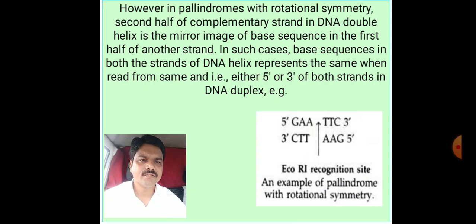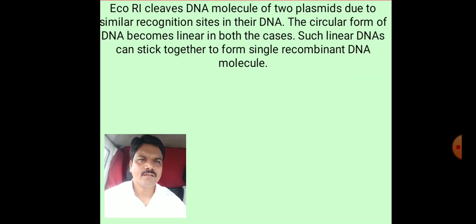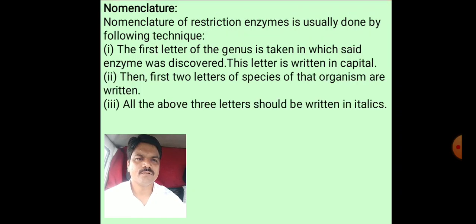Example here, the EcoRI recognition site, an example of a palindrome with rotational symmetry. EcoRI cleaves the DNA molecules of two plasmids due to similar recognition sites in their DNA. The circular form of DNA becomes linear in both cases. Such linear DNA can stick together to form a single recombinant DNA molecule.